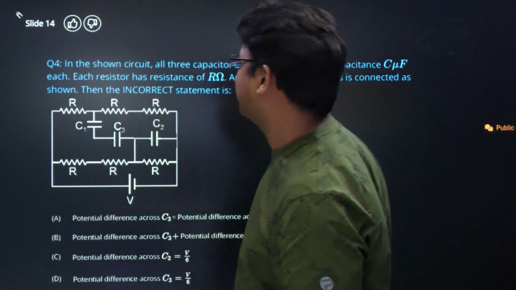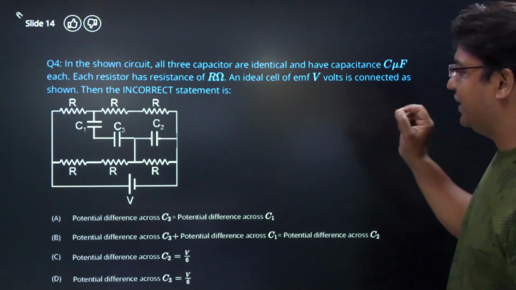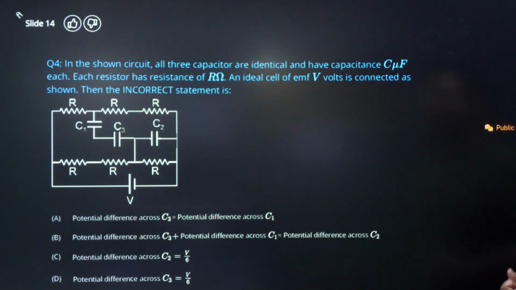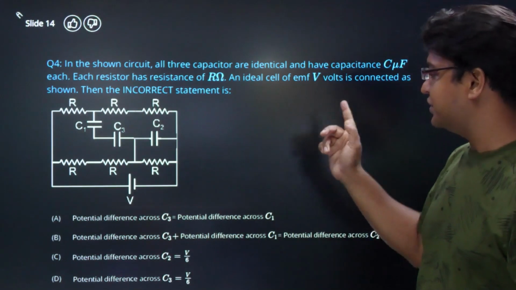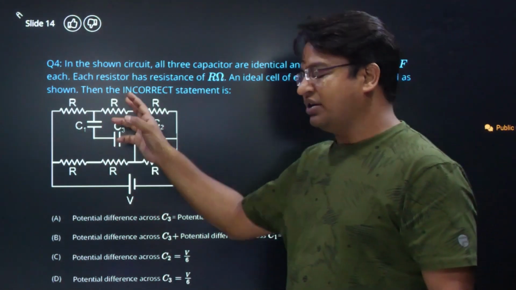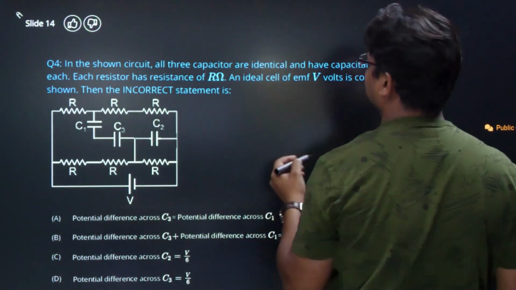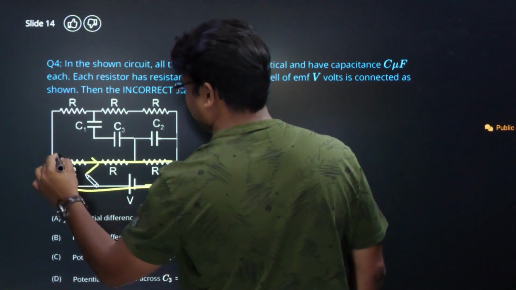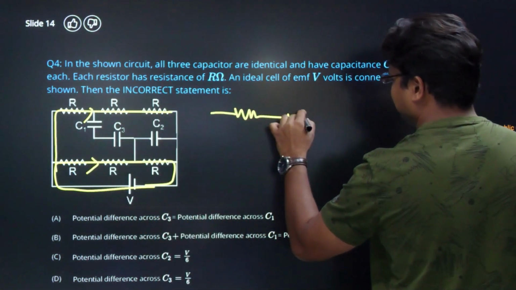So question number 4 says, in the shown circuit, all 3 capacitors are identical and have capacitance C microfarad each. Each resistor has a resistance of R ohm, and an ideal cell of EMF V is connected as shown. The incorrect, so please pay attention that we have to search for the incorrect statement. Also pay attention to the fact that in steady state there will be no current in the capacitors, which basically means that the current in this circuit in the steady state flows like this, and it also flows like this. So basically the effective circuit in the steady state is this.